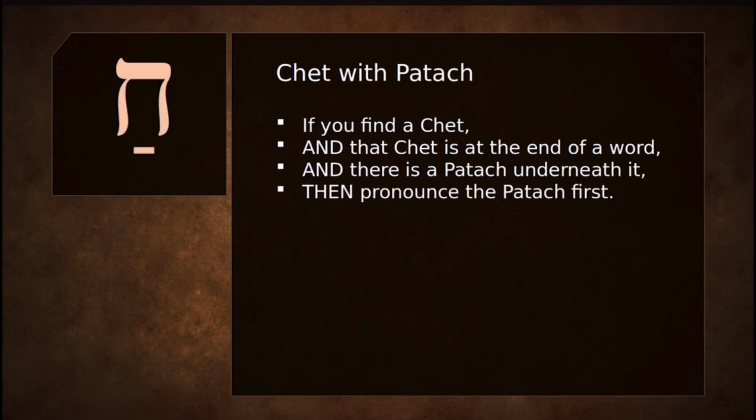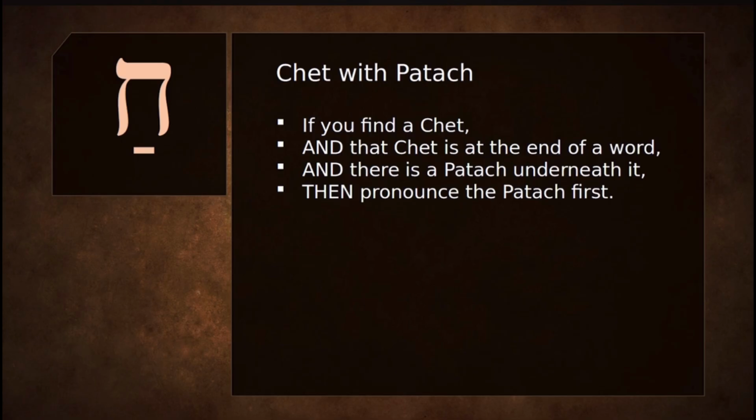Finally, we have a very specific circumstance where you break the normal rules of pronunciation. Normally, when there is a letter and a vowel underneath that letter, you will pronounce the sound of the letter first, and then the sound of the vowel. However, in one very specific circumstance, you will pronounce the vowel first. This is that specific circumstance.